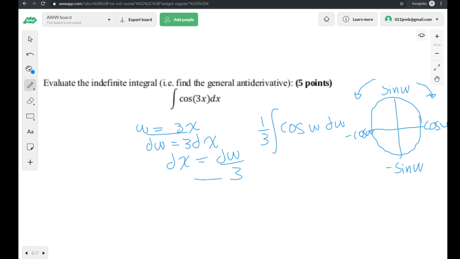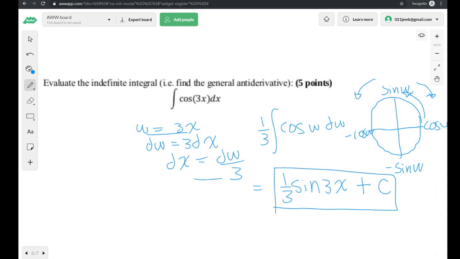So therefore, if we want to find the integral of cosine w, we go counterclockwise once, and we end up on sine w. That's a nice trick in case you forget your trigonometric integrals or derivatives. And so we get that this is equal to 1/3 sine of w, and w is 3x. And then don't forget your arbitrary constant plus c.